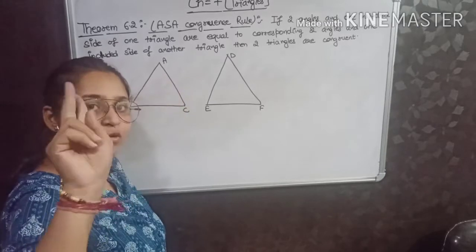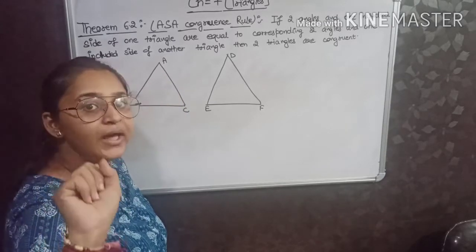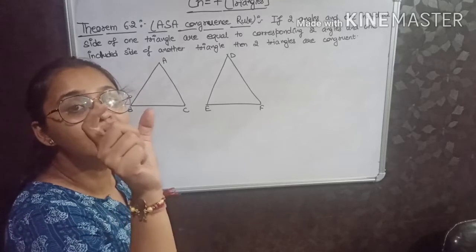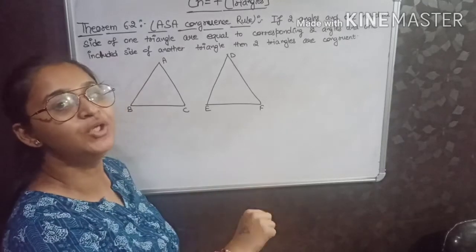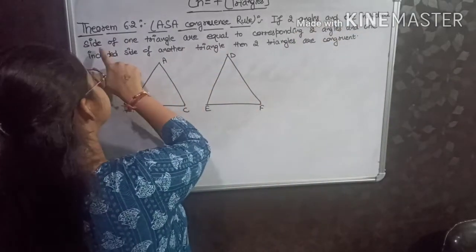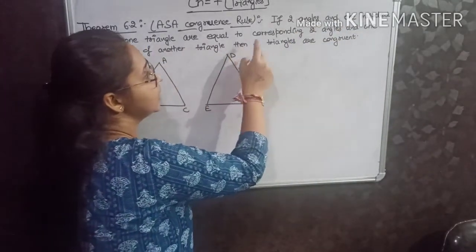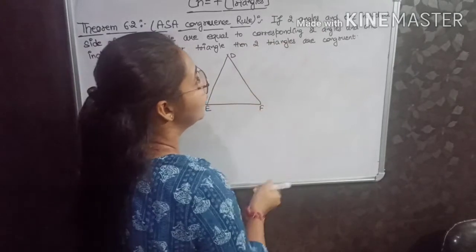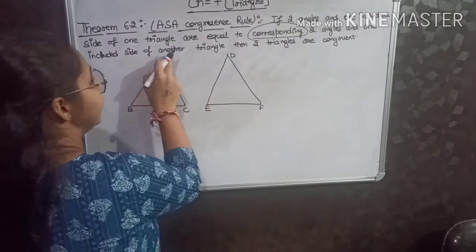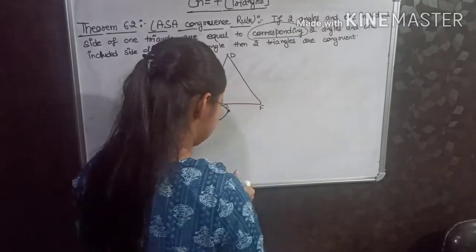Previously I took two sides and one included angle. Now I will take two angles and one included side between the two angles. See, if two angles and one included side of one triangle are equal to the corresponding two angles and one included side of another triangle, then the two triangles are congruent.